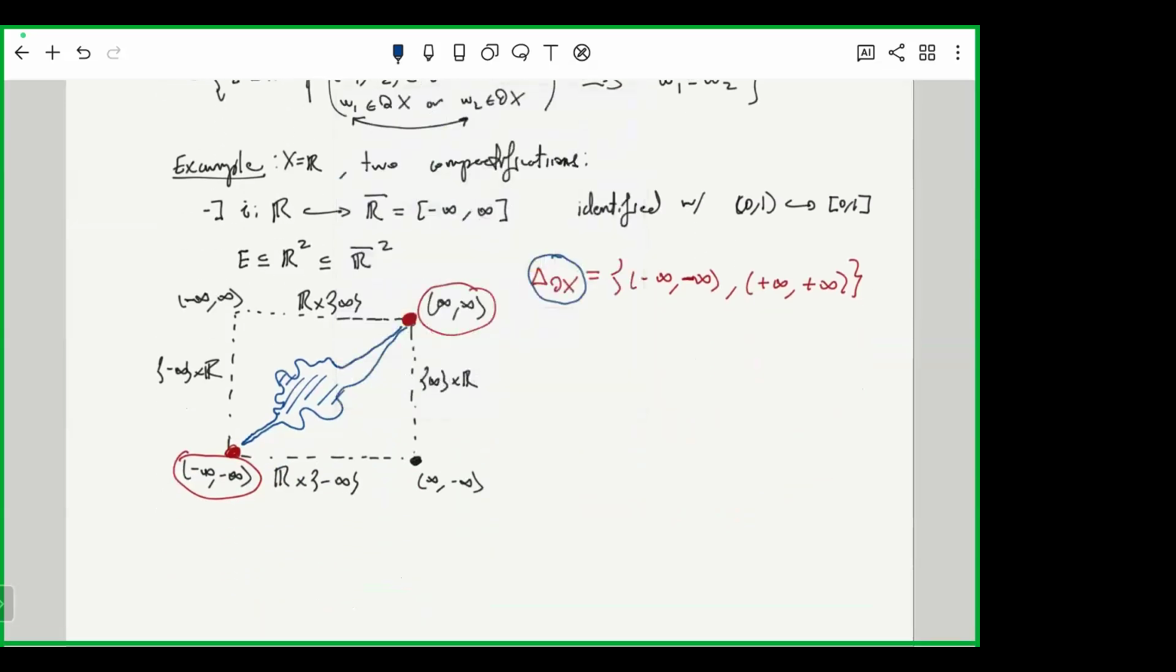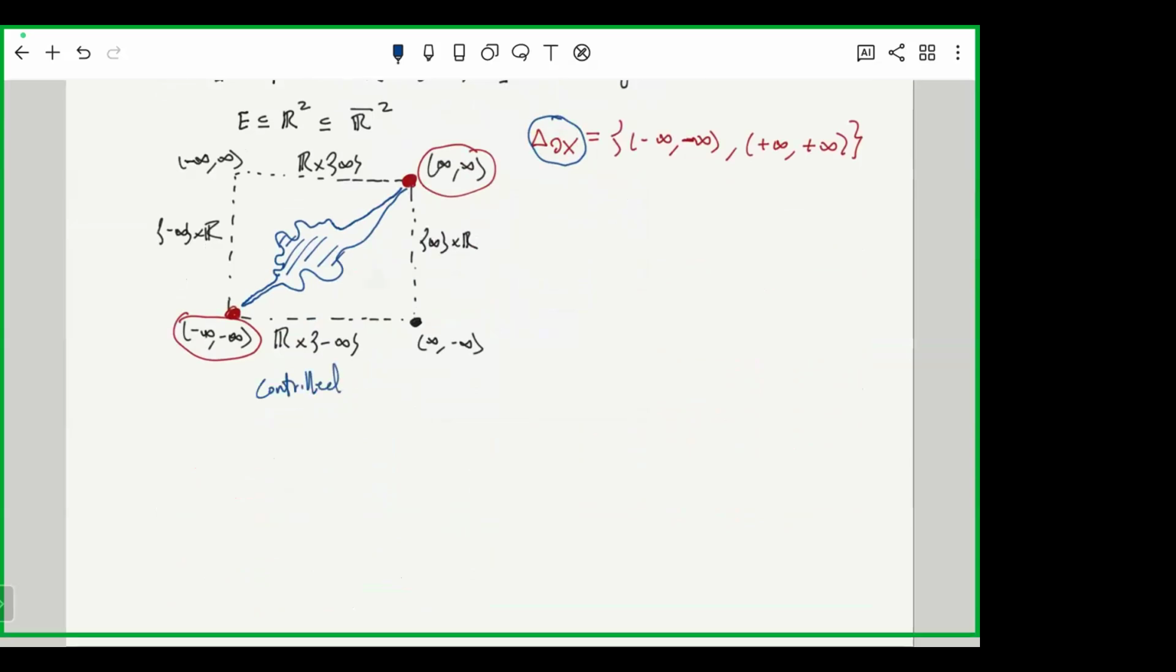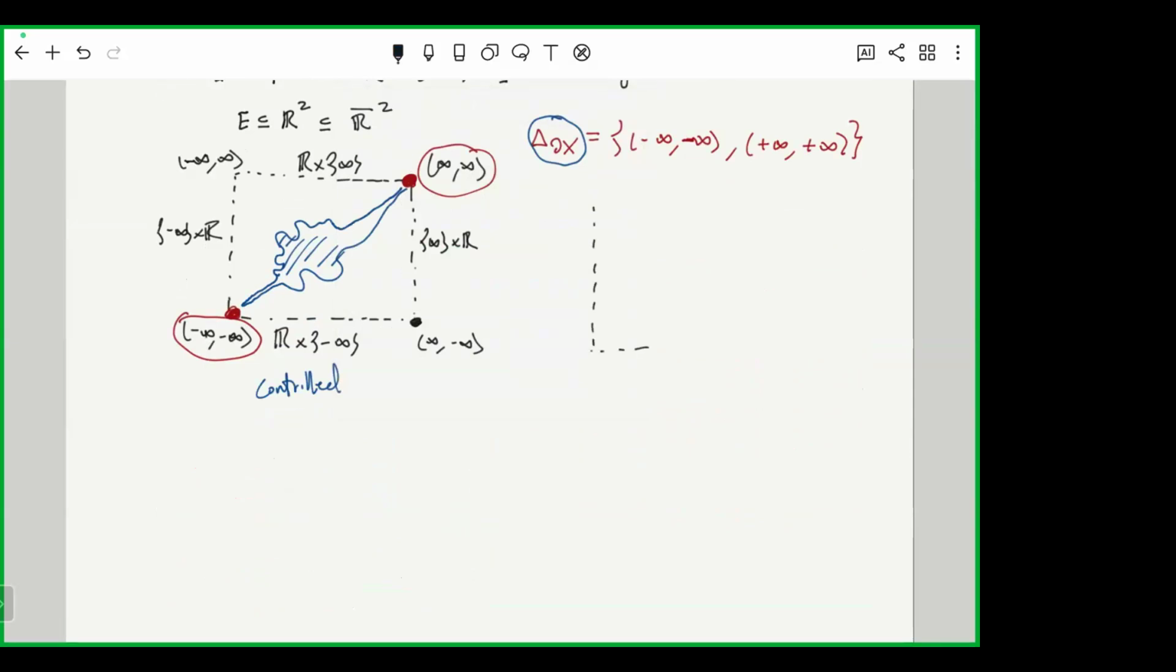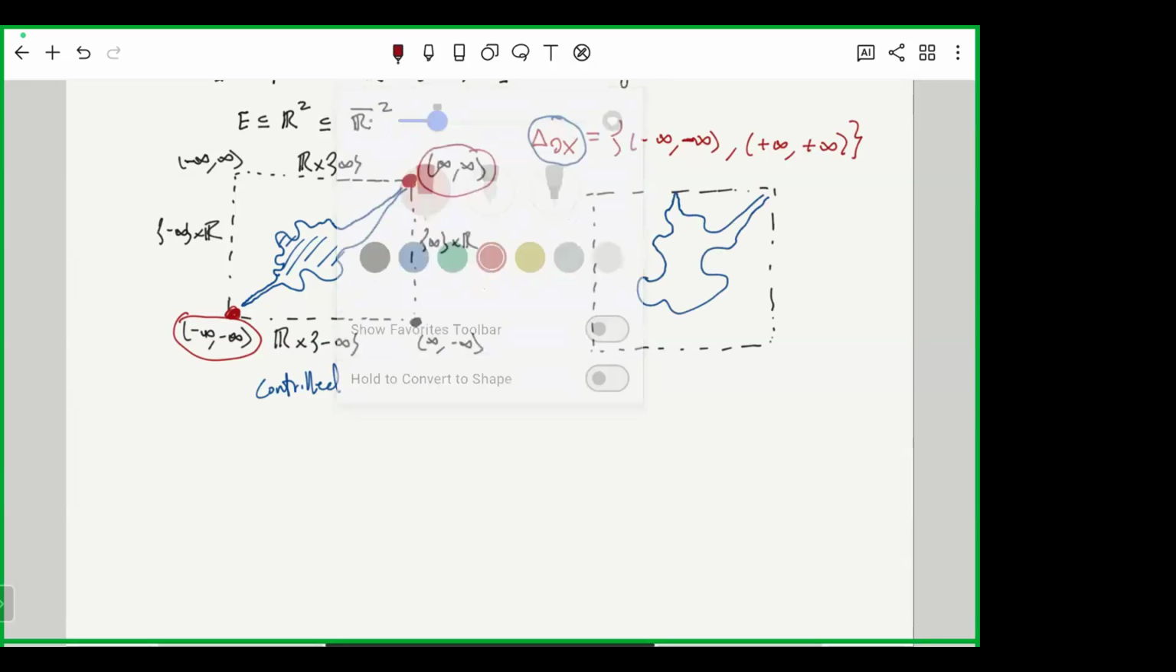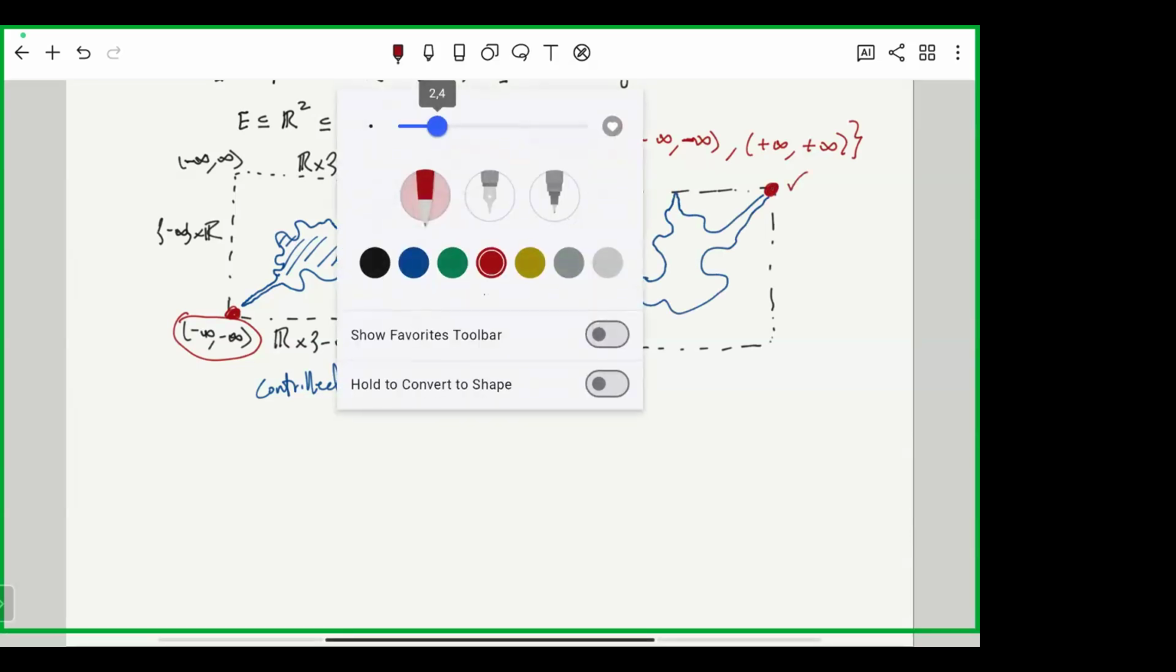Example, this is something that is not controlled, it follows. This subset of string, that's fine. There's no problem with that. There is a problem here.